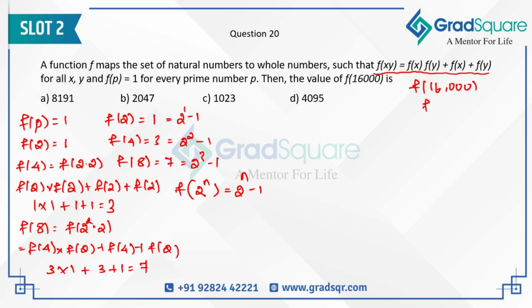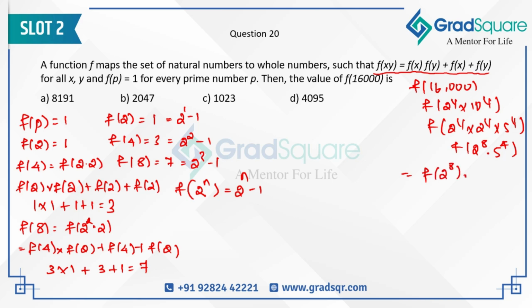This can be written as f of 2 power 4 into 10 to the power 4. Again bringing 10 in terms of prime numbers, 2 power 4 into 2 power 4 into 5 power 4, which is going to be f of 2 power 8 into 5 power 4. So again using the same equation, I can write this as f of 2 power 8 into f of 5 power 4 plus f of 2 power 8 plus f of 5 power 4. So I need the value of f of 2 power 8. That can be found using this generalized equation, right? But I need the value of f of 5 power 4.